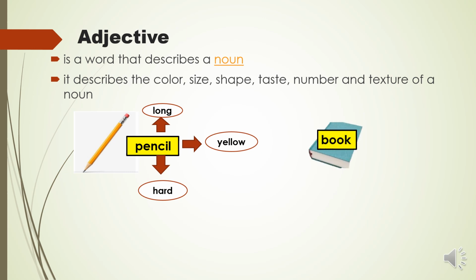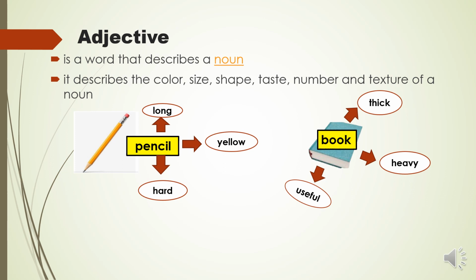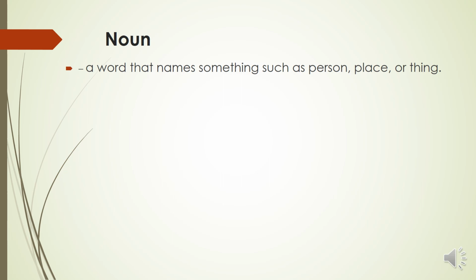I have here another example, a book. What are the words that we are going to use in describing the book? It is thick, it is heavy, and useful. Look at the words that are inside the box. We have a pencil and a book. They are an example of a noun. What is a noun? A noun is a word that names something such as person, place, or thing.